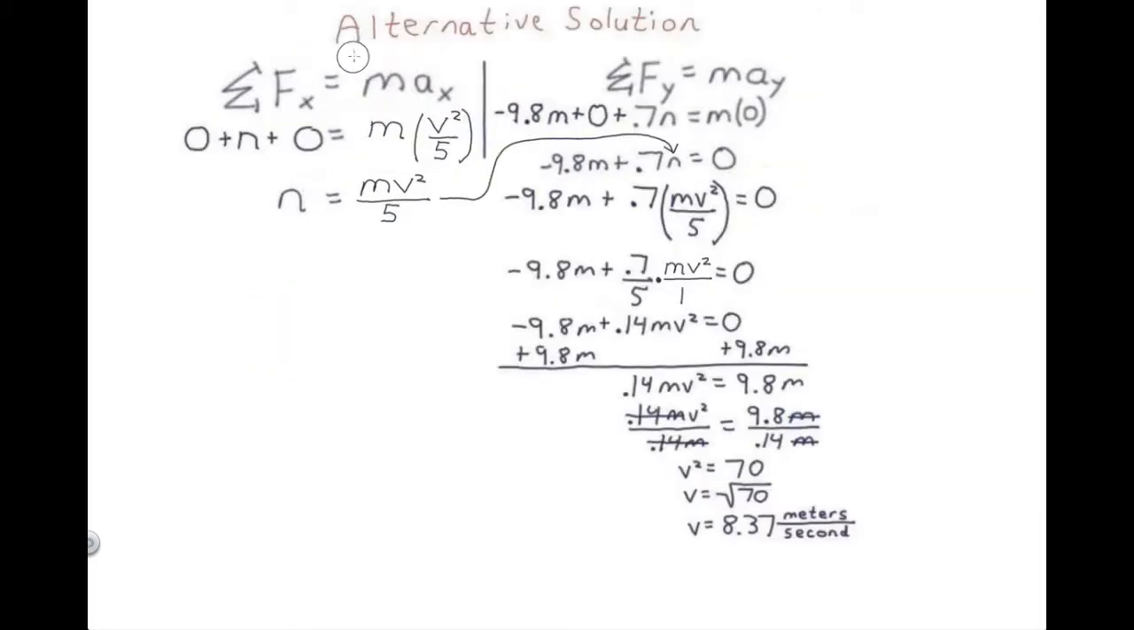By the way, here's an alternative solution. Since the Newton's second law x equation is already solved for n, we could simply take this result for n and substitute it into the y equation. Then we can solve the y equation for v. In this alternative approach, there will again be a step in which all the m's cancel out.